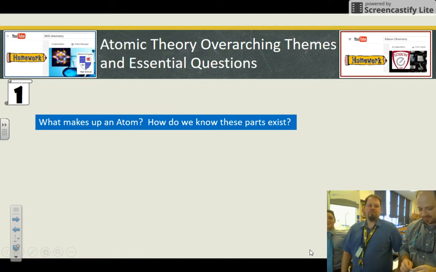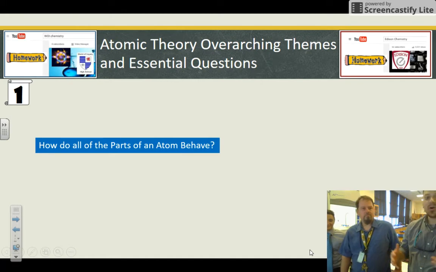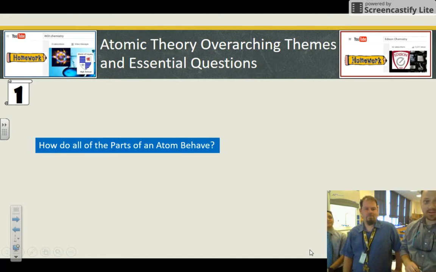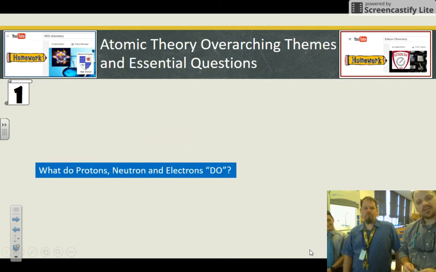What makes up an atom? And how do we know these parts exist? Good one. Don't answer, but part of that is history. How do all the parts of the atom behave? Personifying inanimate objects, but hey, it happens. And what do protons, neutrons, and electrons actually do?